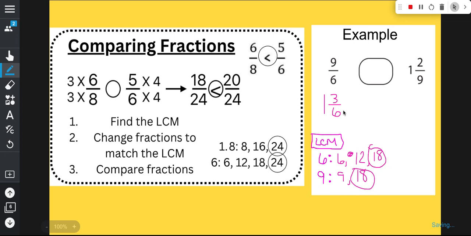So how do I get to 18 with 6? I multiply it by 3. What I do to the bottom, I do to the top. So in this one, I end up with 1 and 9/18. And on the other side, I multiply the 9 by 2. What I do to the bottom, I do to the top. So I end up with 1 and 4/18. So now I can compare these because they have the same denominator. I have 9/18, I have 4/18, so I know that 9/18 is bigger.